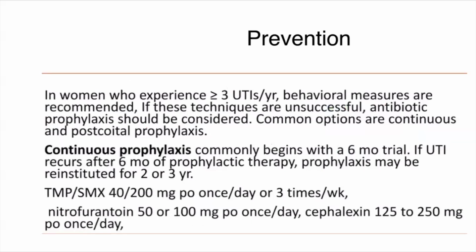If a female has recurrent UTI, that is more than 3 UTIs per year, we will go for prophylaxis also. One is continuous prophylaxis, the other is intermittent. Continuous prophylaxis for recurrent UTI, commonly we go for 3 to 9 months. The average is 6 months of prophylactic therapy, either with trimethoprim or nitrofurantoin.